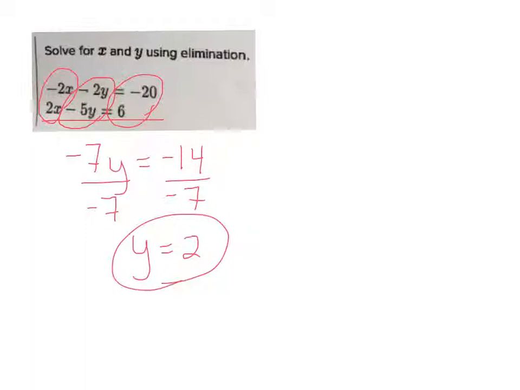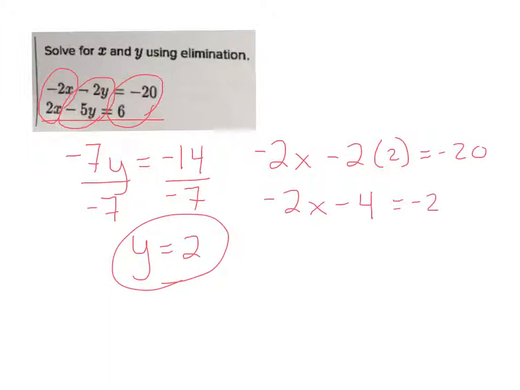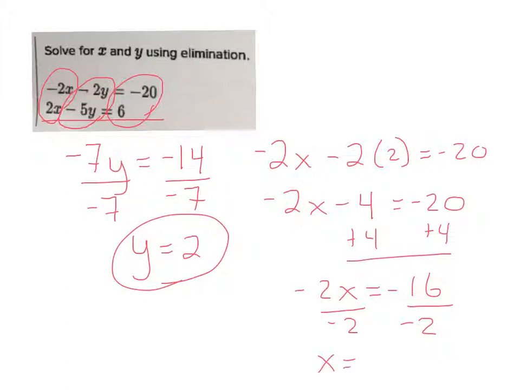Now I know what y is. Let's write one of the top equation, negative 2x minus 2 times, and y is 2, equals negative 20. And so I've got negative 2x minus 4 equals negative 20. I will add 4 to both sides. And so negative 2x equals negative 16. Then I'll divide negative 2 on both sides. And so what does x equal? 8. And so your answer is (8, 2). And what you're saying is when you graph the two lines, they're going to intersect at the point (8, 2).